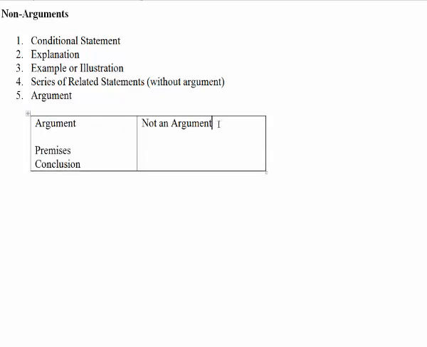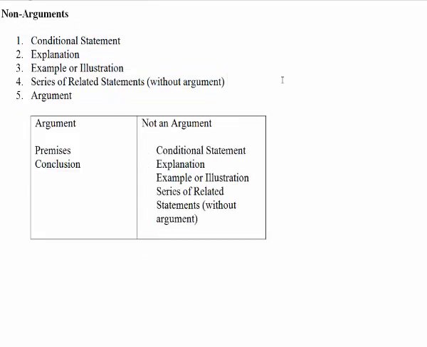And once you decide that it's not an argument, then you can make up your mind about which of these other things it is, whether it's conditional statement, explanation, example, or illustration, or whether it's just a series of related statements. A lot of times that's the most helpful way to go about identifying these things, although not always. Sometimes it might be immediately obvious to you that you have an example or illustration, or immediately obvious to you that you have a conditional statement or explanation or whatever. But in any case, as of now, we have 4 things that we want to distinguish from arguments.